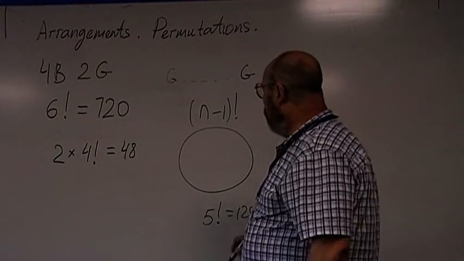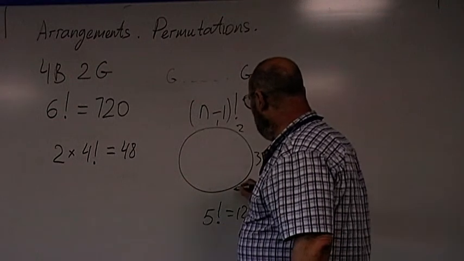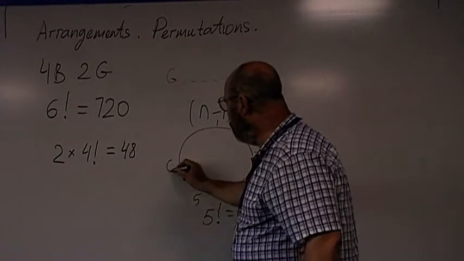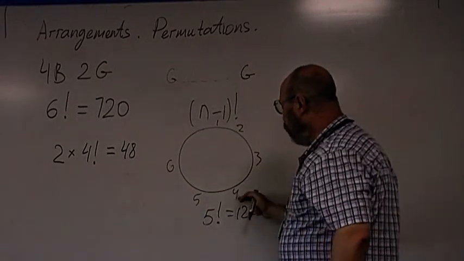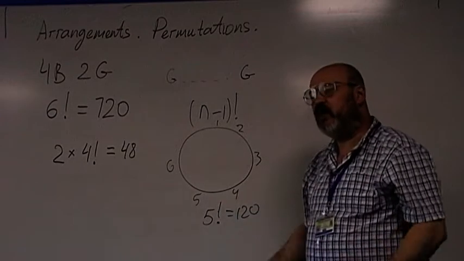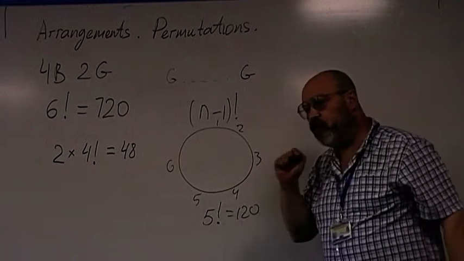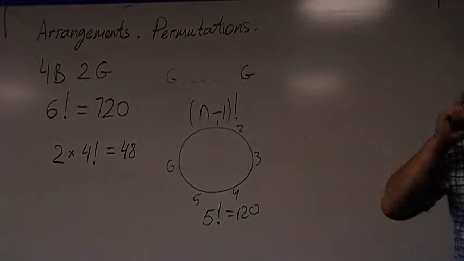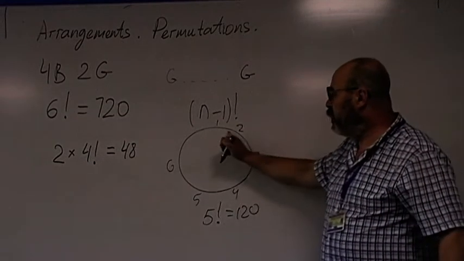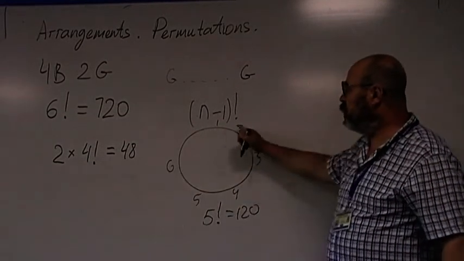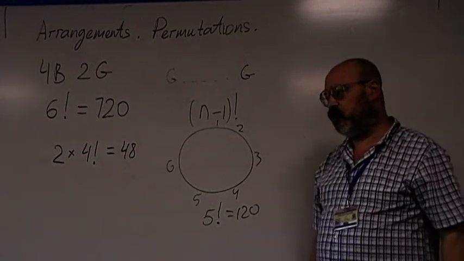Why is that? Because if you have an arrangement of person 1, 2, 3, 4, 5, 6, then we turn it around, move 1 here, 2 here, 3 here, and so on. It's the same arrangement. This is not in your textbook, but you might have questions where you will need it: if you arrange n objects in a circle, the number of arrangements is n minus 1 factorial.